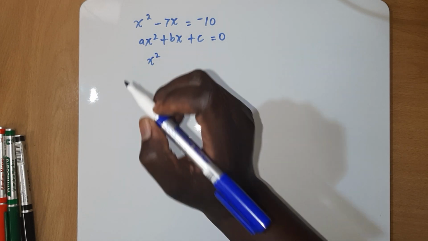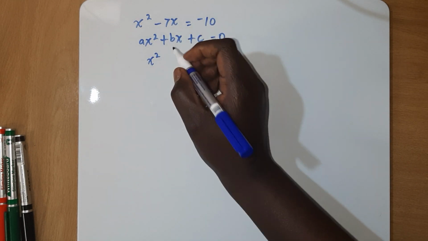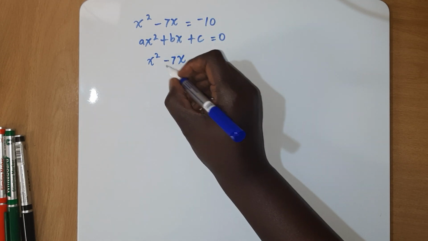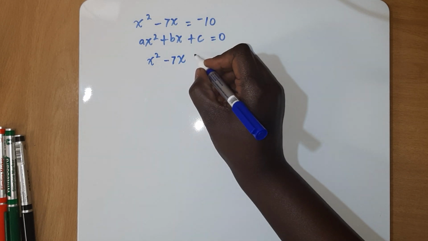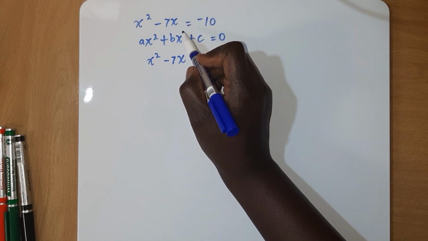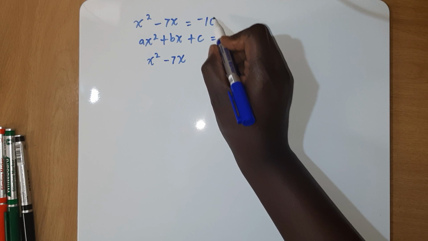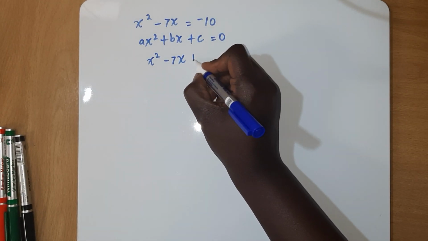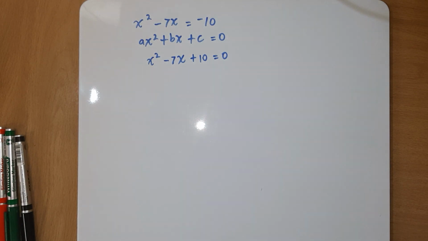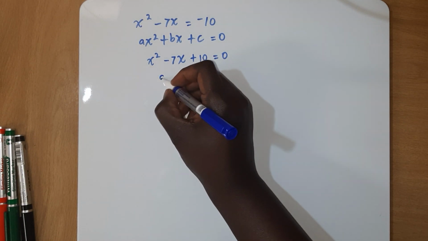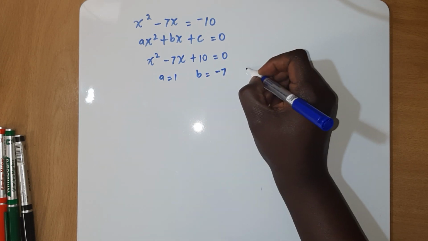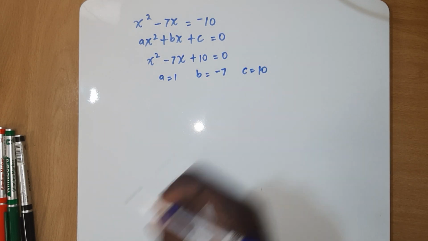We know our a is 1. Minus 7x, so we know our b is minus 7. Plus c. So when we take the 10 this side, that's when we have our c. When 10 crosses the equal sign, it becomes plus 10 equals 0. So now our a is 1, our b is minus 7, and our c is 10.